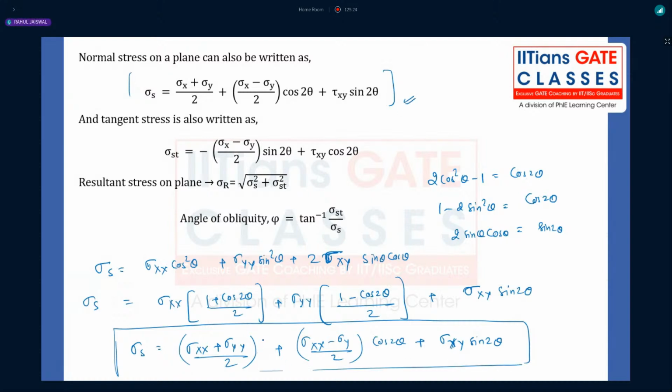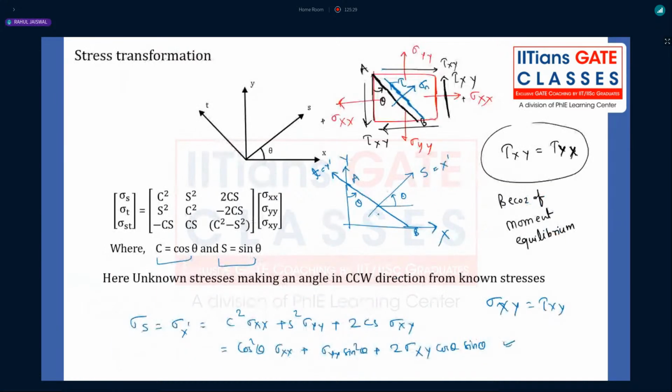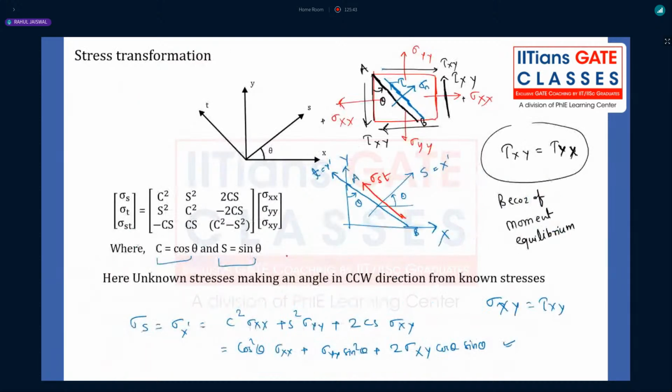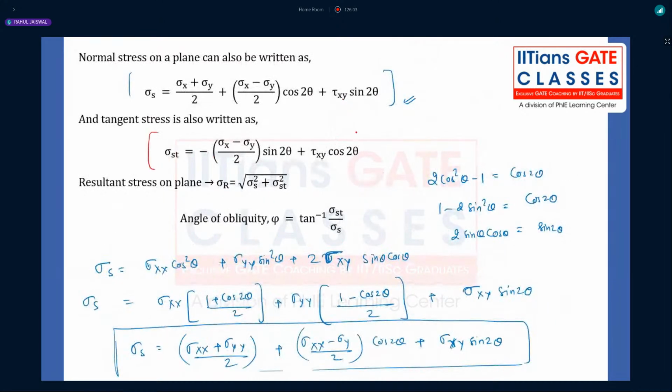Same formula. Similarly, tangential stress or shear stress you can find on this element like this. Sigma st can be written directly as minus sigma xx. If you multiply here, sigma st is minus cs into sigma xx plus cs sigma yy plus c square minus s square into sigma xy. If you once again resolve into the formulas, you will arrive at this particular conclusion.